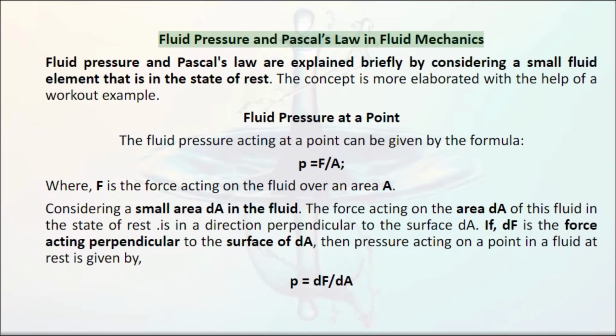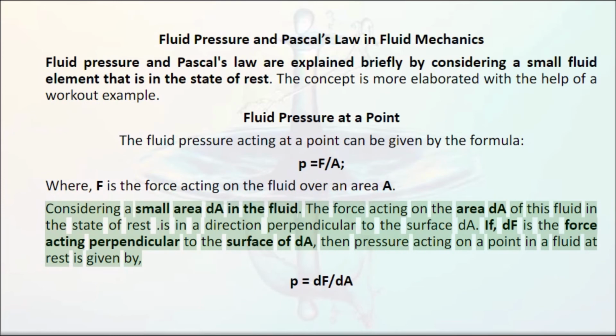Fluid pressure and Pascal's law in fluid mechanics. Fluid pressure and Pascal's law are explained briefly by considering a small fluid element that is in the state of rest. The concept is more elaborated with the help of a workout example. Fluid pressure at a point. The fluid pressure acting at a point can be given by the formula P equals F/A, where F is the force acting on the fluid over an area A.